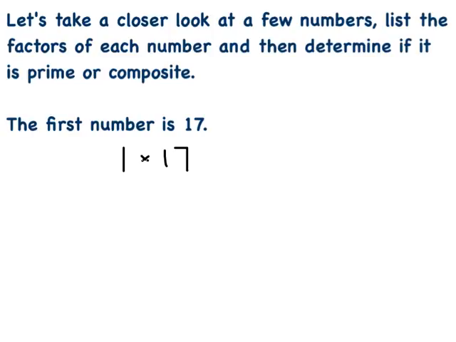So to list the factors of the number 17, I always go from least to greatest. So I would have 1 and 17. My rule states that a prime number has exactly 2 factors, and the number 17 has 2 factors, so my number is prime.